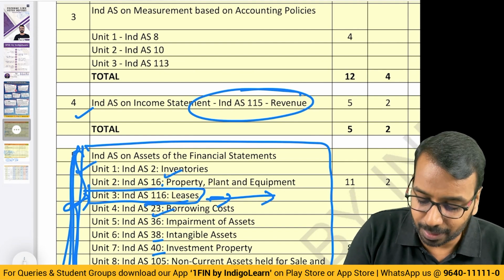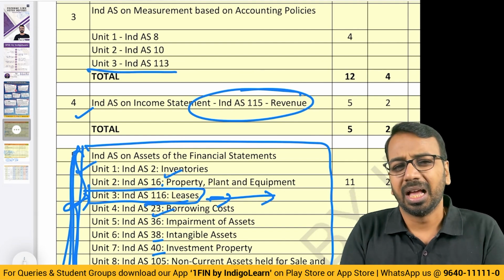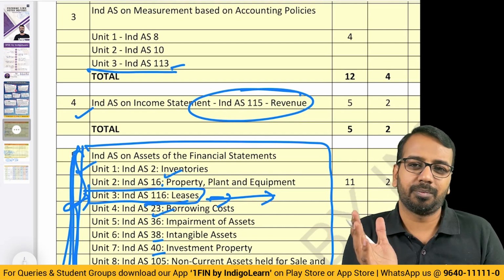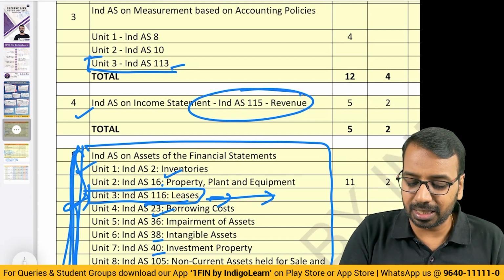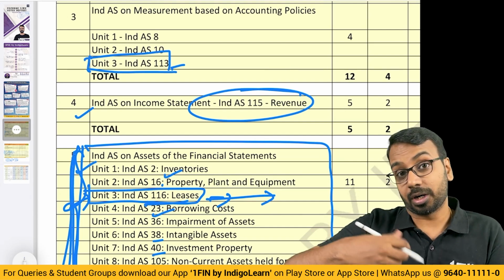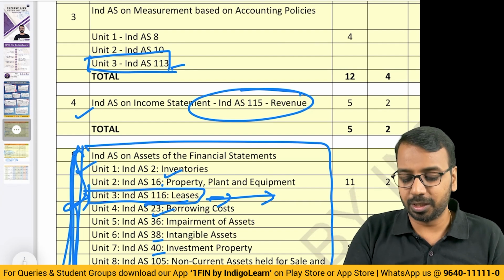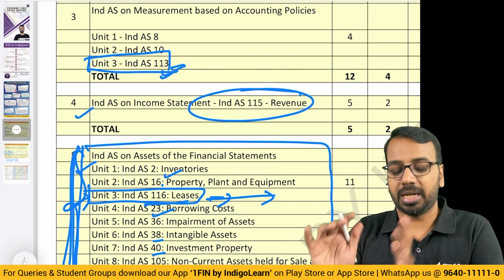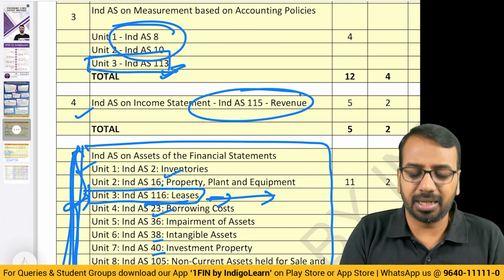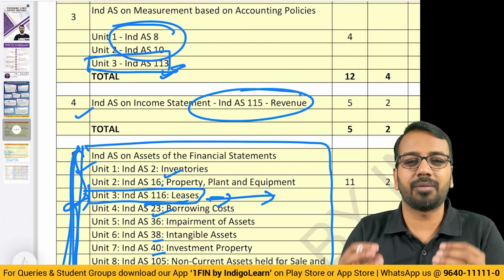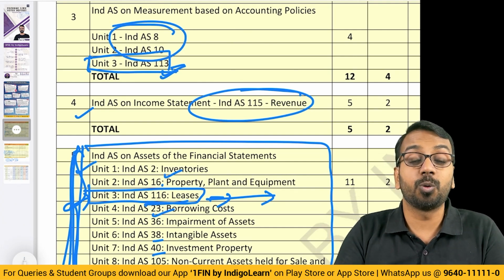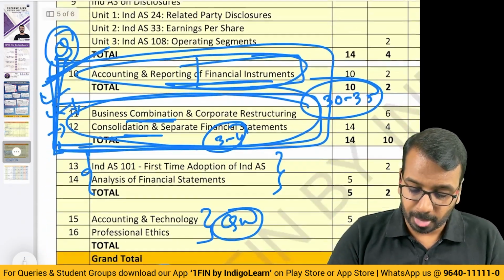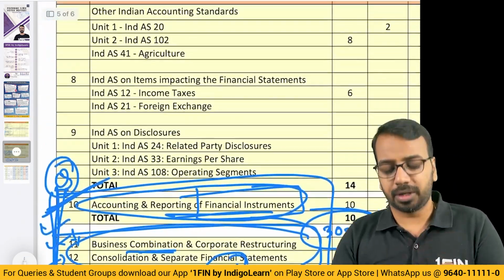Now there are some chapters like, let's say, Ind AS 113. Very rarely they ask a question, and even if they ask, they'll ask some small bit, because this chapter has nothing great in terms of writing or framing the questions. It is more about understanding and explaining. So this you can do maybe slightly towards the end. Ind AS 8 and Ind AS 10 are just basic concepts. You just need to know how to present the answers, right? So that way, you'll be able to cover it comprehensively.